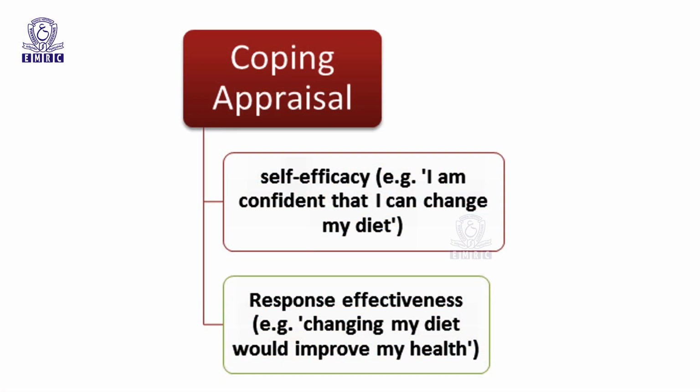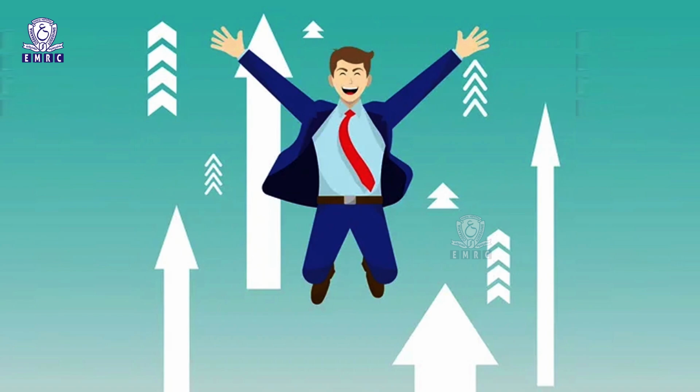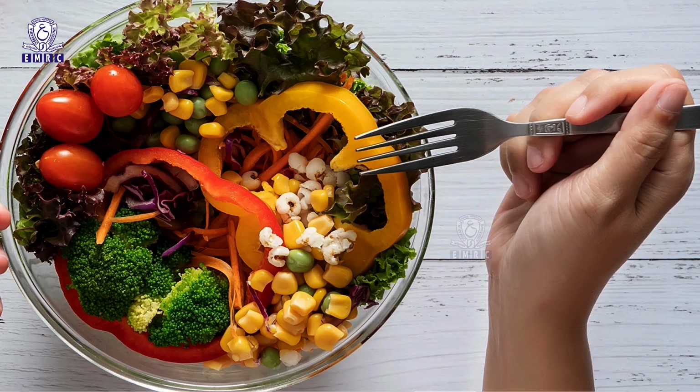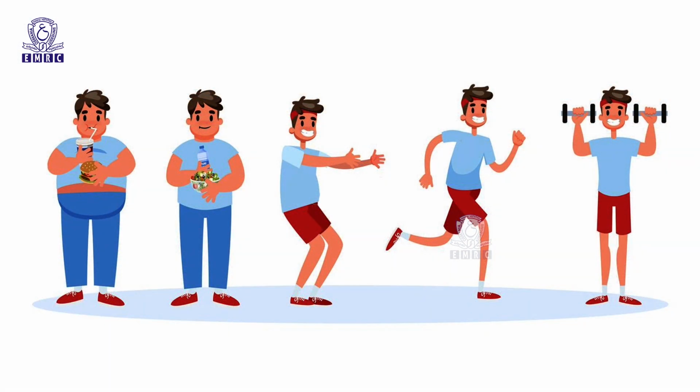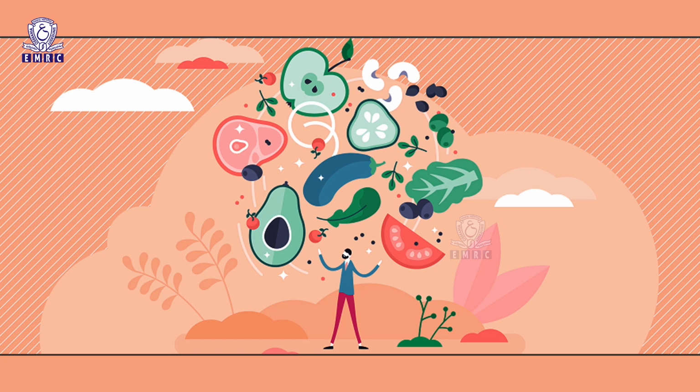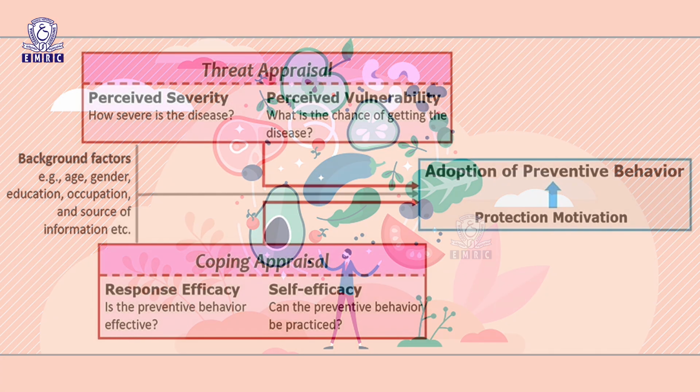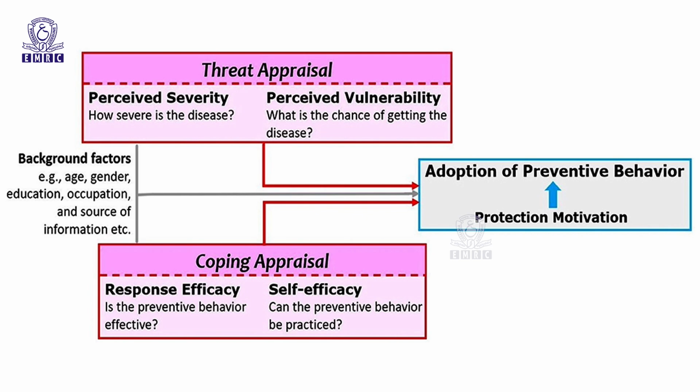Then talking about coping appraisal. It consists of 2 components, self-efficacy and response effectiveness. For example, self-efficacy is high if a person feels that they are confident of carrying out a particular behavior. For example, if a person is confident that he is able to change his diet. Similarly, response effectiveness will be high if a person believes that whatever change has been brought up will improve their health. For example, here in this case, changing the diet would improve their health. Both threat appraisal and coping appraisal lead to how a person feels about their health.